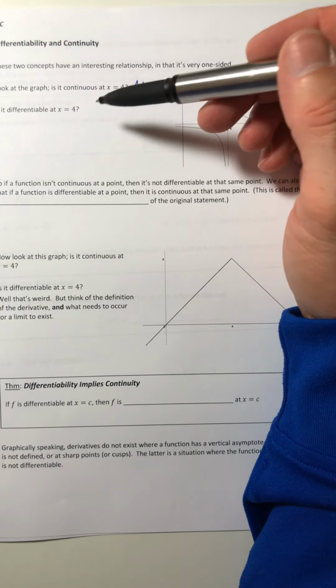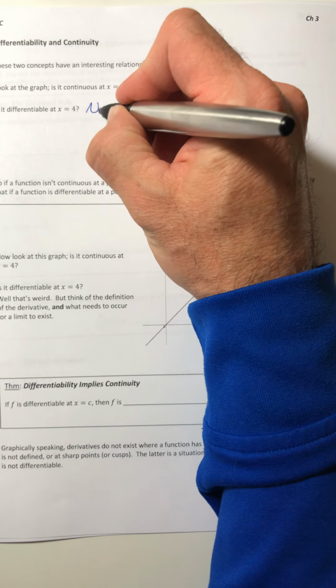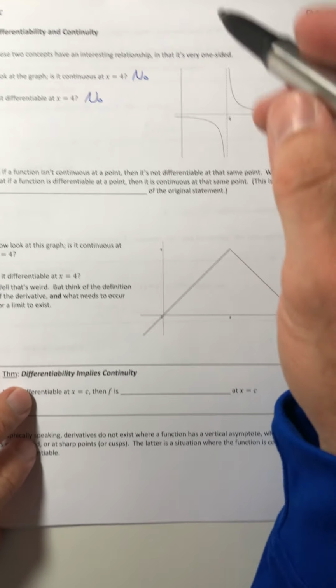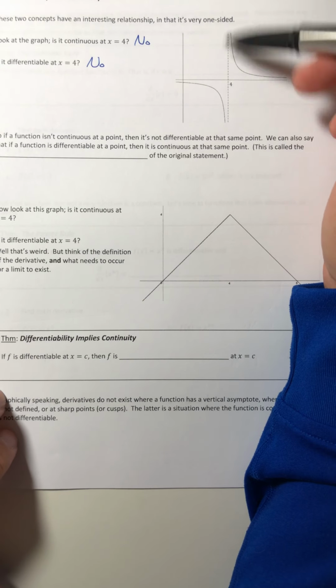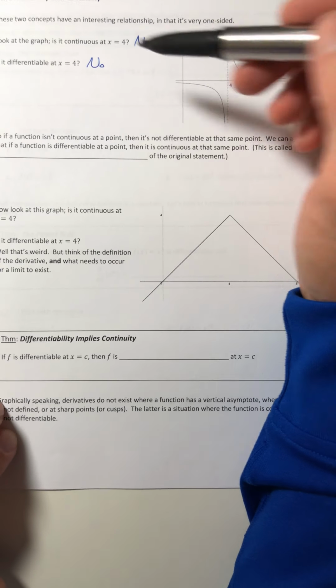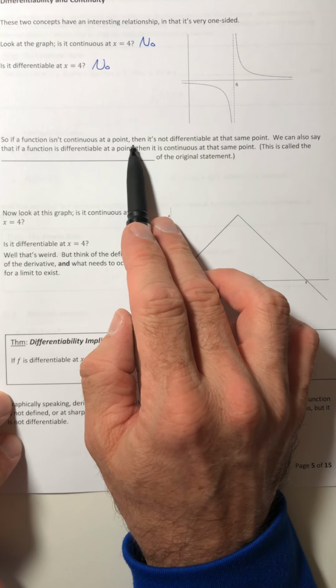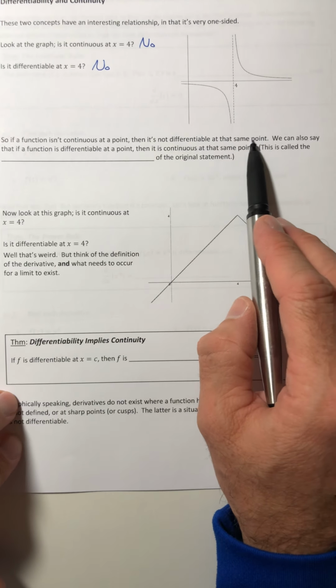So is it differentiable at x equals 4? And hopefully everybody said, no, it's not. And you're right. It's got a big old vertical asymptote. So at a vertical asymptote, it shouldn't be continuous and it shouldn't be differentiable. So if a function isn't continuous at a point, then it's not differentiable at that same point.